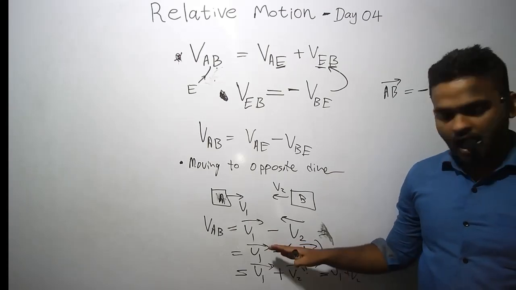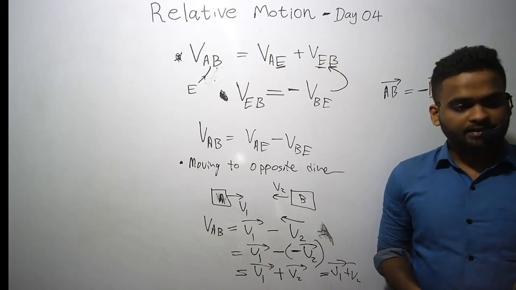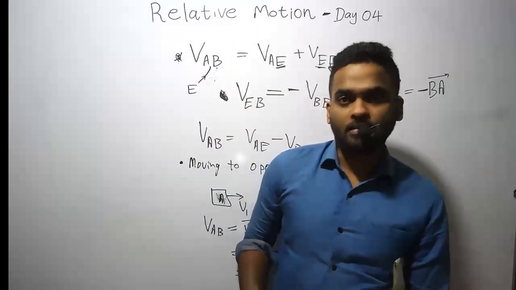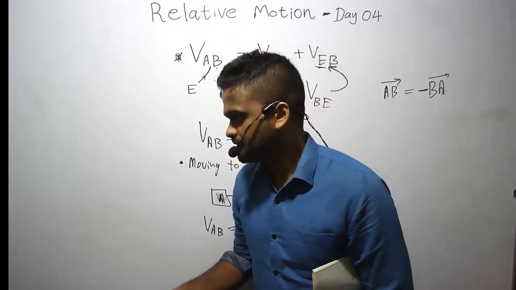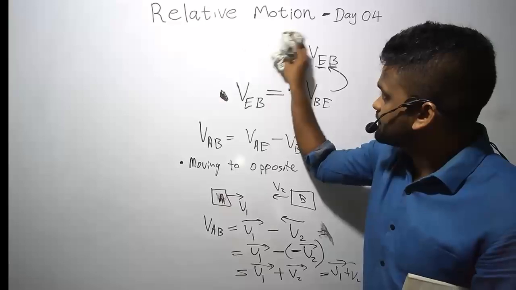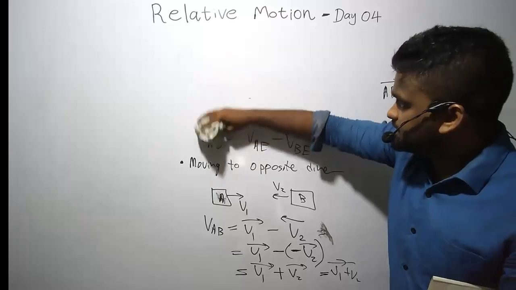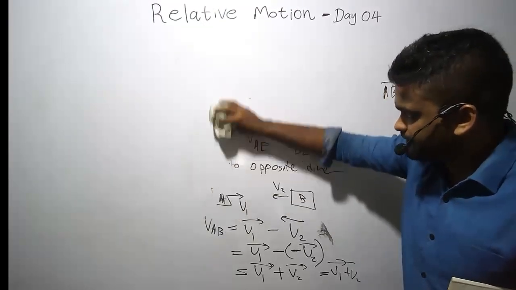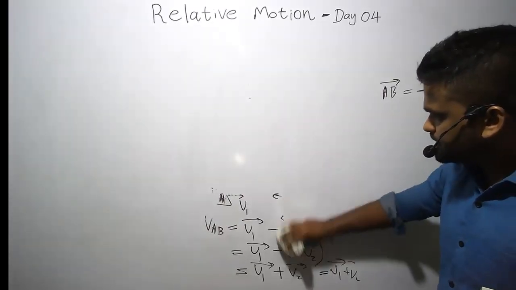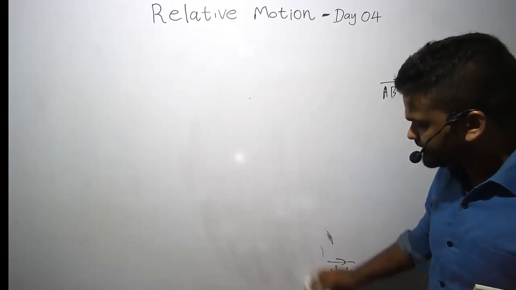Right. Under this, put an asterisk mark and write: when the objects are moving in opposite directions, the relative velocity between them is the sum of their Earth relative velocities. Sum means SUM, right?